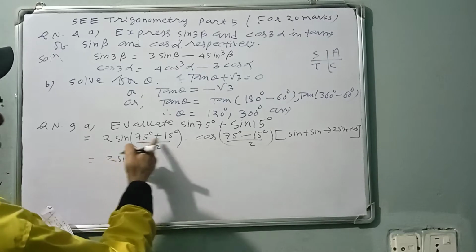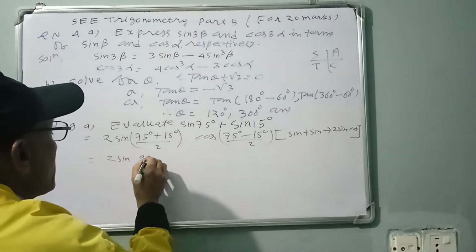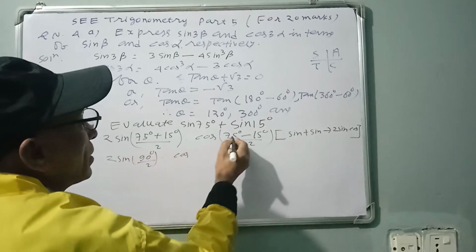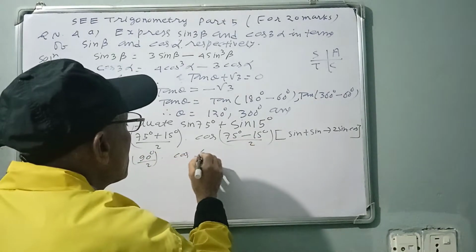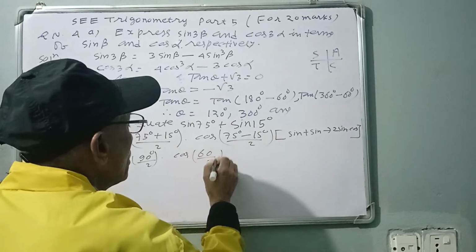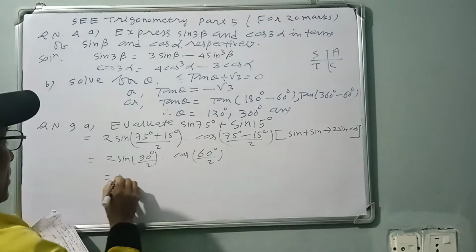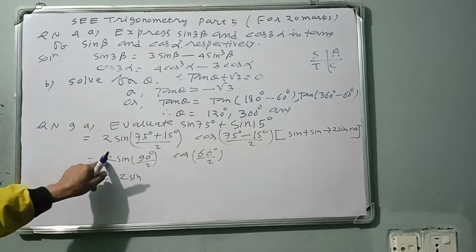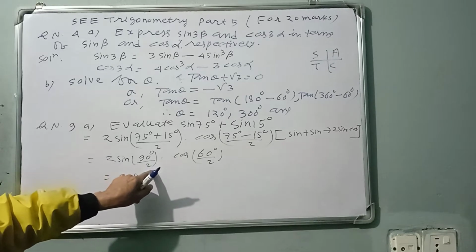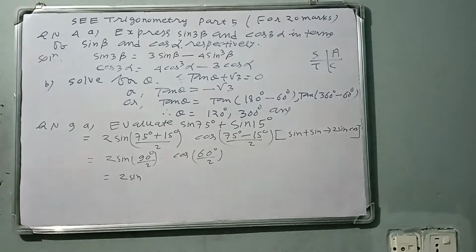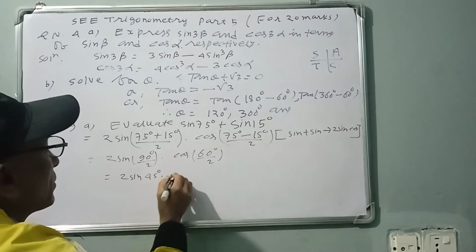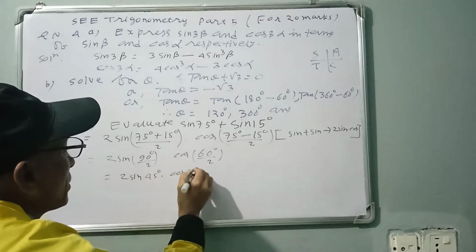2 sin of (75 plus 15) by 2, that is 90 by 2 degree, into cos of (75 minus 15) by 2, that is 60 by 2 degree. Then 2 sin, can you cut these two and these two? No, you cannot cut the 2 and the 2. This is the coefficient, this is the angle. But you can cut these two at 90. 45 degree, cos 30 degree.